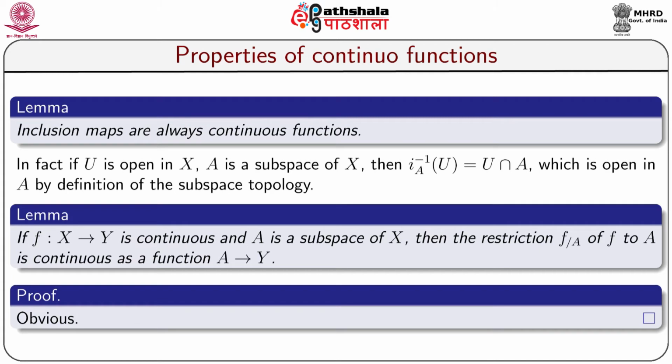Lemma: inclusion maps are always continuous. In fact, if U is an open set in X and A is a subspace of X, then the inclusion map i_A inverse of U is equal to U intersection A, which is open in A by definition of the subspace topology. So, the proof of this lemma follows.